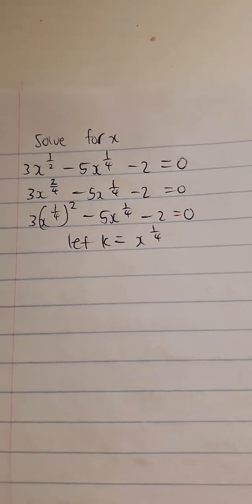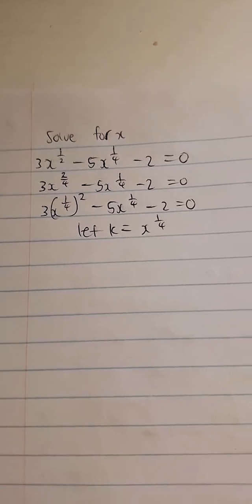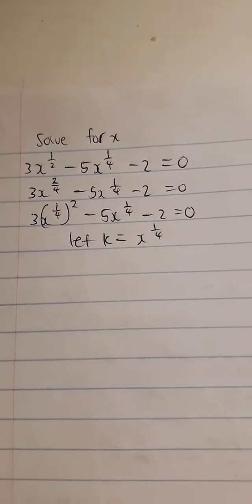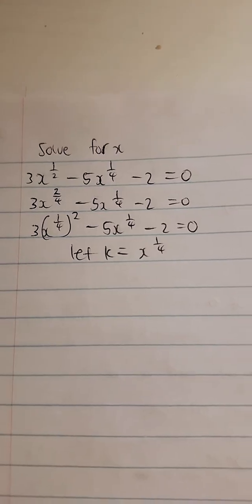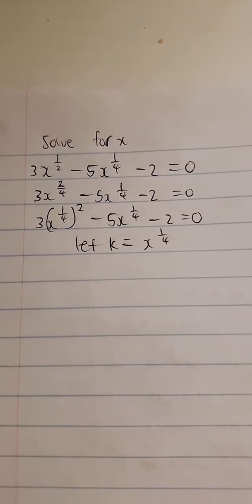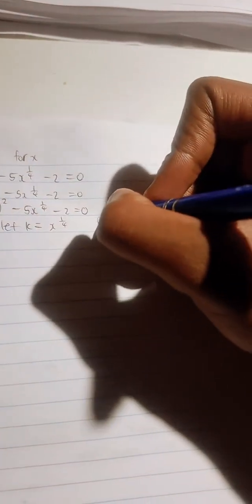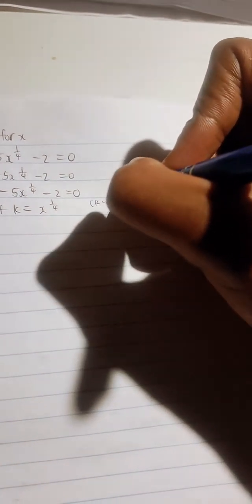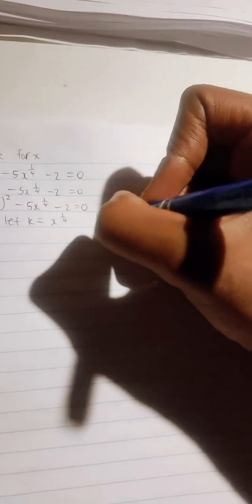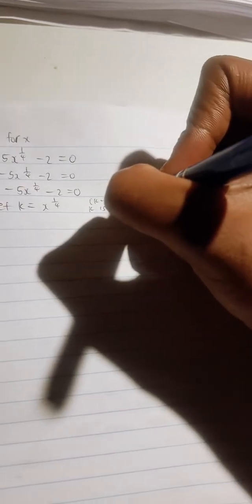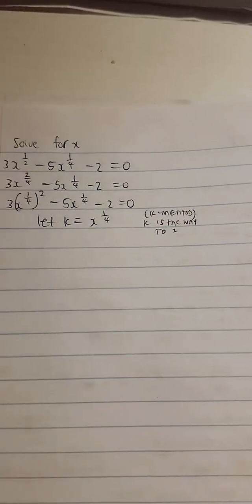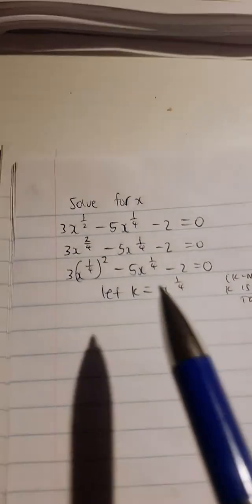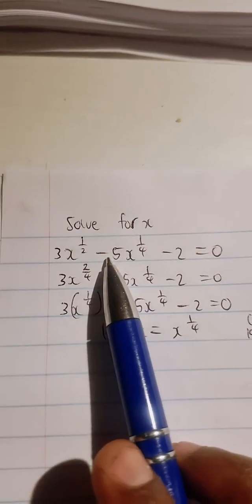So in this we can use the k method. K is the way that leads us to finding x. This is one of those situations where we employ the k method. K is the way to solving for who? For x. All right, so I just want to re-look at this again.